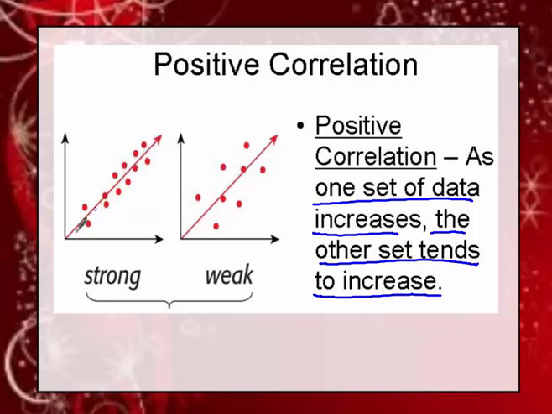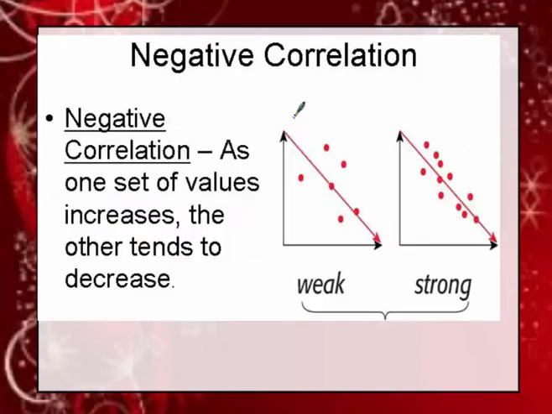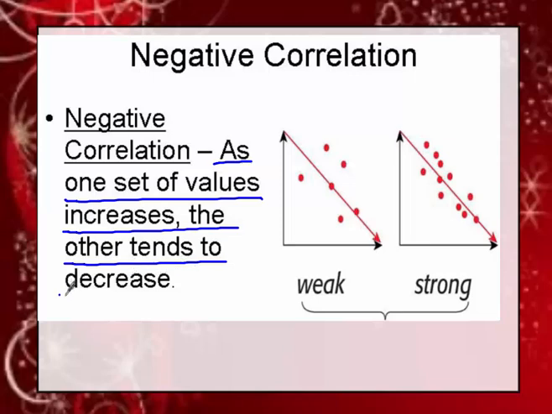All these dots are clustered together, forming a line. These are a little more spread out, but they're still going in the upward direction, which is a weak correlation. Then we've got negative correlation, which is just the opposite. As one set of values increases, the other tends to decrease.